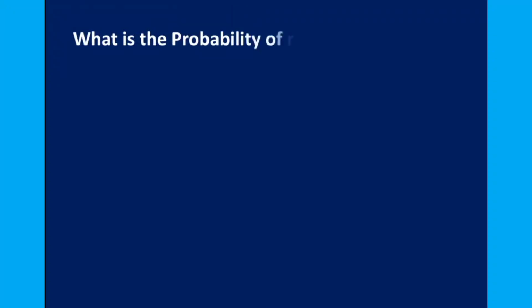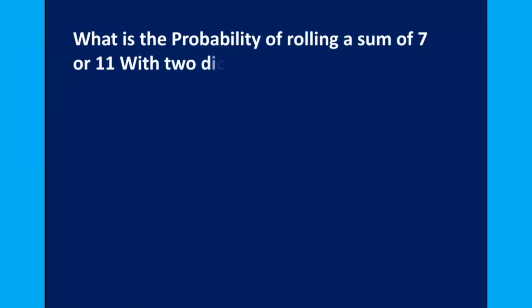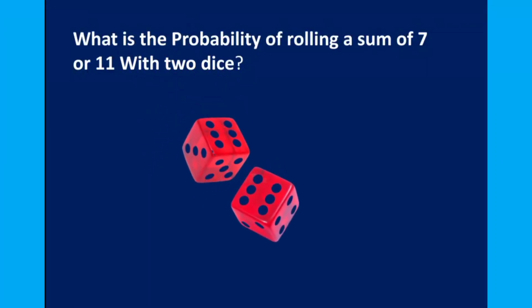What is the probability of rolling a sum of 7 or 11 with 2 dice? So here the question is asking the possibility of getting a sum of 7 or 11 with 2 dice. Suppose we roll 2 dice, then what is the probability of getting 7 or 11? So we will look into this question.